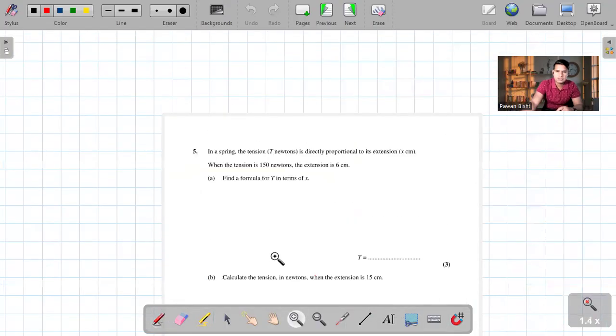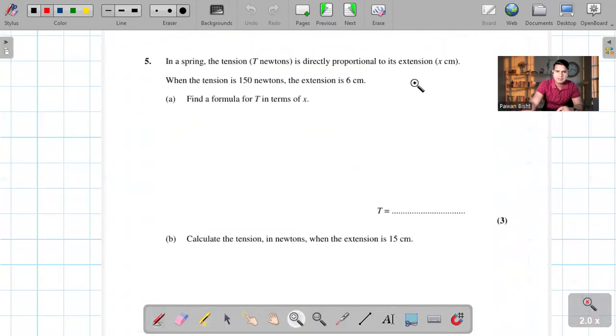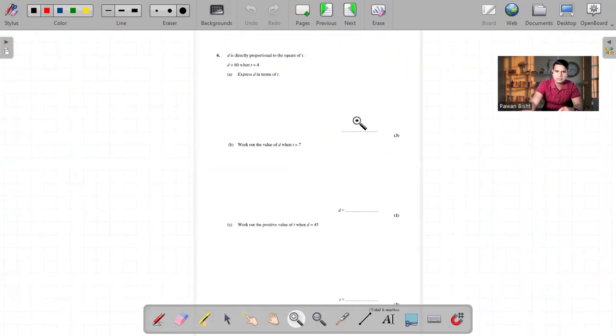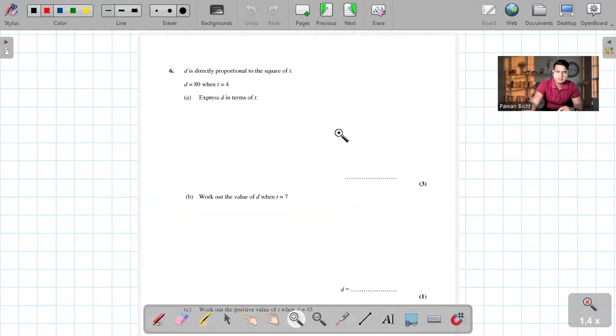Okay, so I'm leaving this question for you to try. This is a directly proportional question. I know you can do it. Try. If you're not able to do it, let me know. I will solve it.